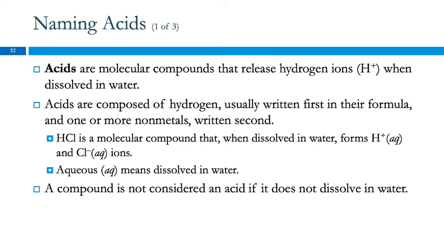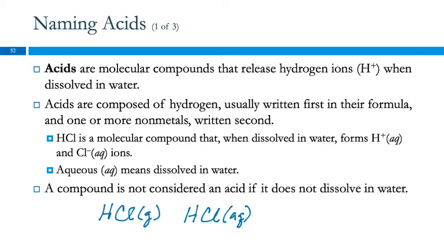Okay? So HCl is a molecular compound. It's actually a gas in its pure form, but when you dissolve it in water, it forms hydrogen ions and chloride ions. So H plus aq. That aq means aqueous, dissolved in water. For the most part, when we write the formula for an acid, it really should have aq afterwards because, for example, this HCl gas would be named as a molecular compound, and HCl aqueous would be named as an acid.